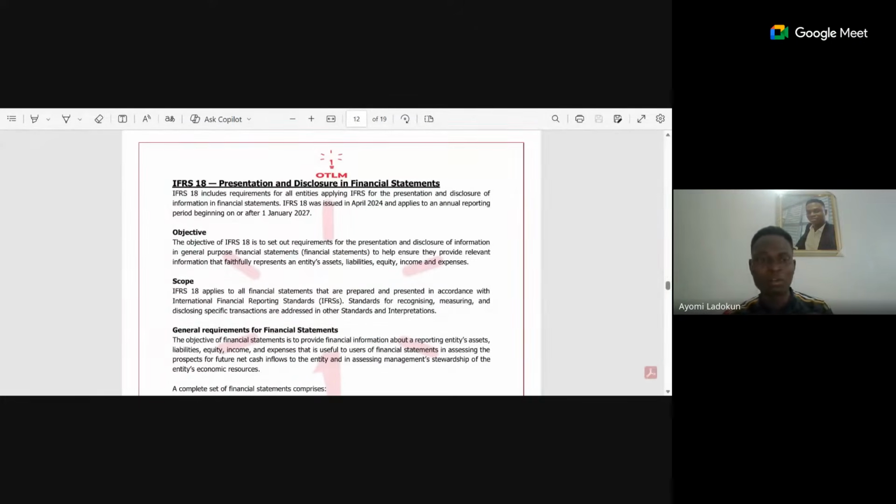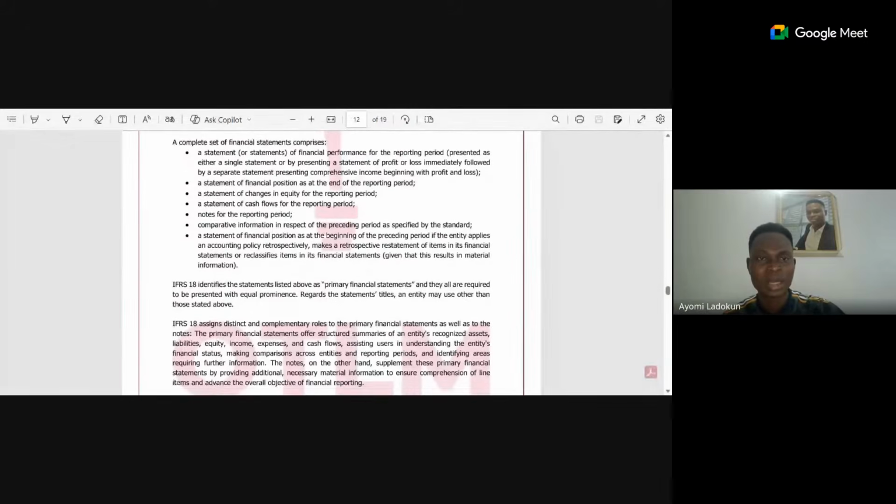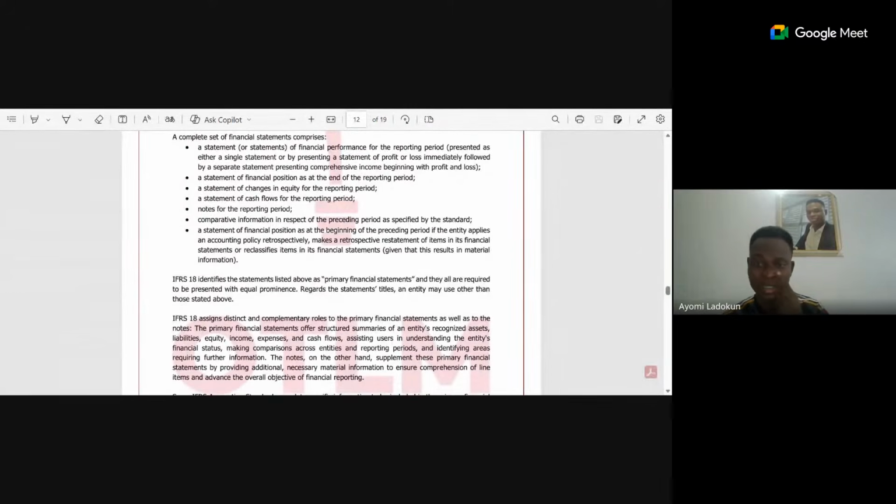So the scope of IFRS 18: it applies to all financial statements that are prepared under IFRS. And you know IFRS is the International Financial Reporting Standards, right? So here, what are the general requirements and what are you expected to disclose? Now, as you can see on your screen, you have the complete set of financial statements.